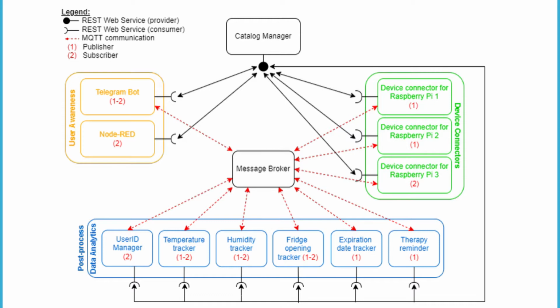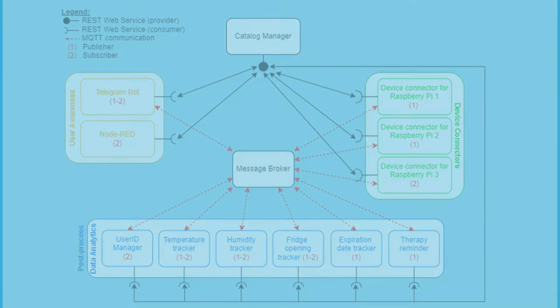Then there are some post-process microservices specific to the user. We have a user ID manager to allow user subscription, a temperature and humidity tracker, a fridge opening tracker, an expiration date tracker, and a therapy reminder microservice. Additionally, we have 2 user awareness services, a Telegram bot and Node-RED.